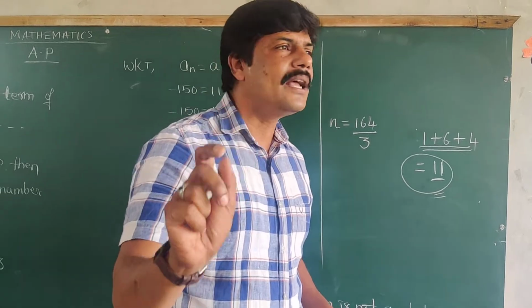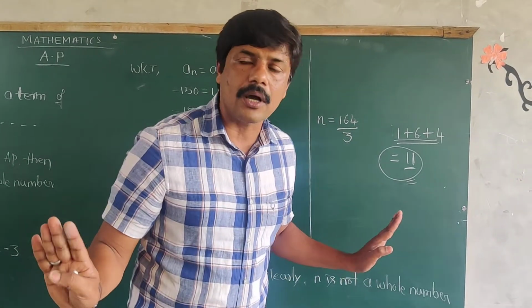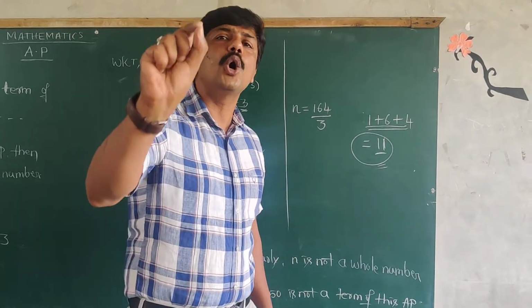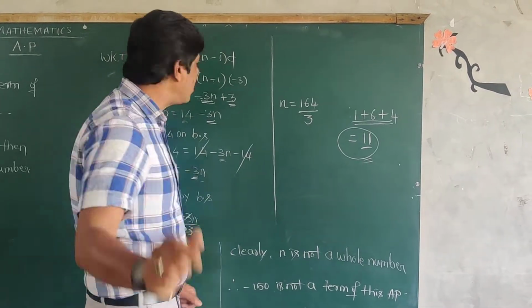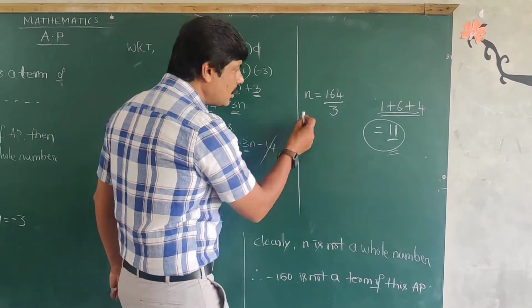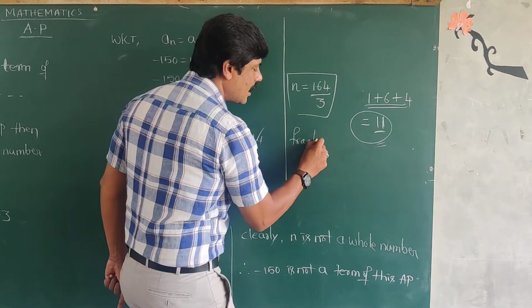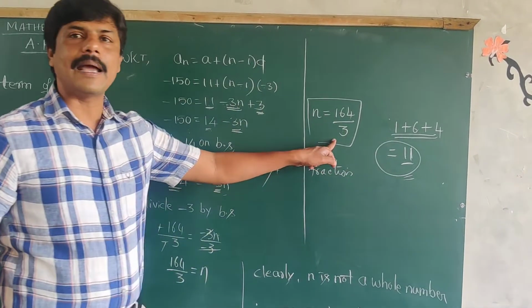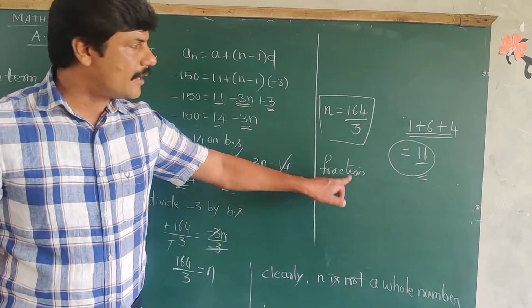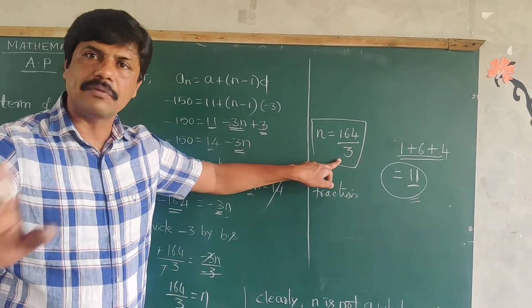If you get a fraction, then the n value will not be taken at all. So the n value should be a whole number. N value should be a whole number for an AP. So now here you get a fraction after dividing 164 by 3. 164 is not divisible by 3.